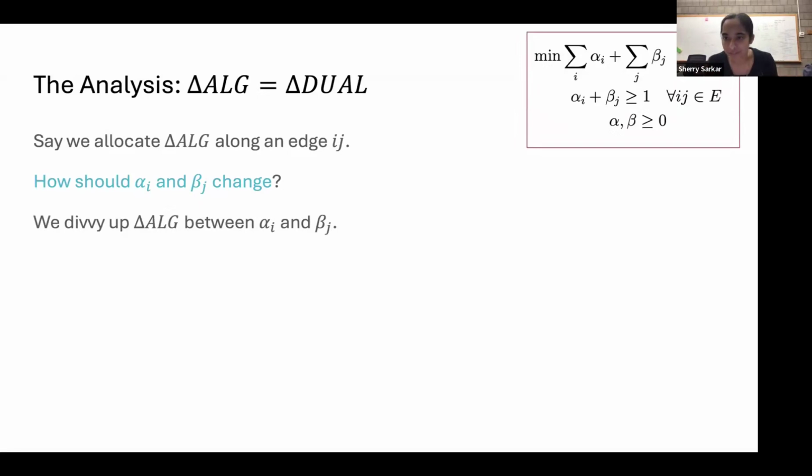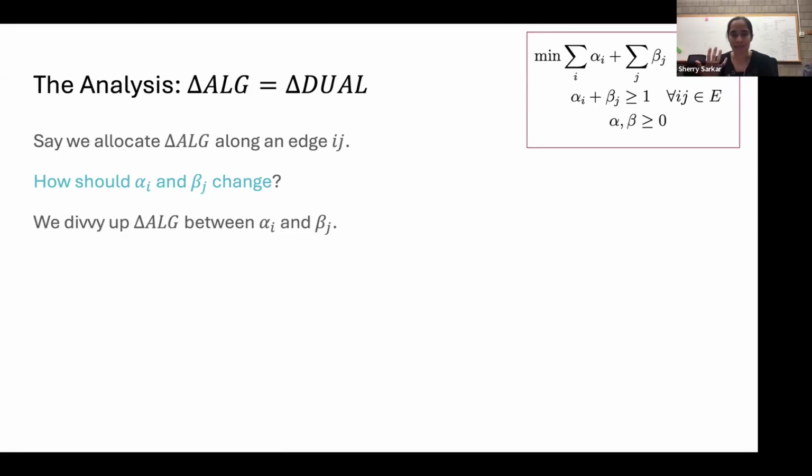And I think at this point, it would be really natural to be like, okay, we'll just give half of delta to alpha i and half of delta to beta j. That is a splitting procedure that certainly maintains this property that the change in the algorithm is equal to the change in the dual, but it doesn't quite work. It's actually just going to yield you a half competitive analysis, which is so sad because it's such a natural splitting procedure.